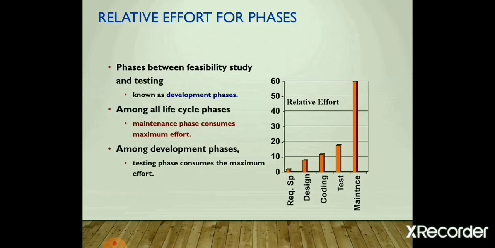This is the effort chart for each phase. The phase between feasibility study and testing is known as the development phase, and the maintenance phase requires the maximum effort. The ratio is 40:60, means 40% effort is required for the development phase and 60% effort is required for the maintenance phase. In the development phase, the maximum effort is consumed by the testing phase.